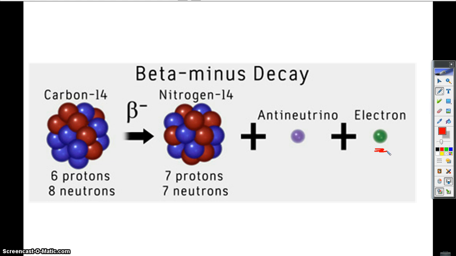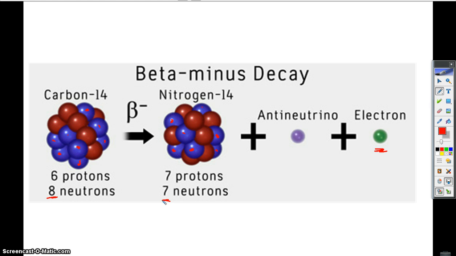So if you look at the blue dots here on the left, we've got 1, 2, 3, 4, 5, 6, 7, 8. There's 8 neutrons. After beta decay, we've got 1, 2, 3, 4, 5, 6, 7. There's only 7 neutrons. And we have one additional proton, which turns it into nitrogen, and the radiation given off is in the form of an electron.